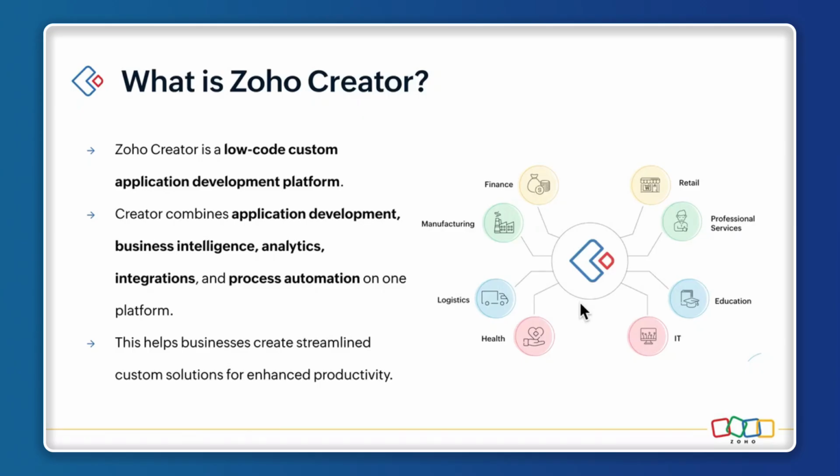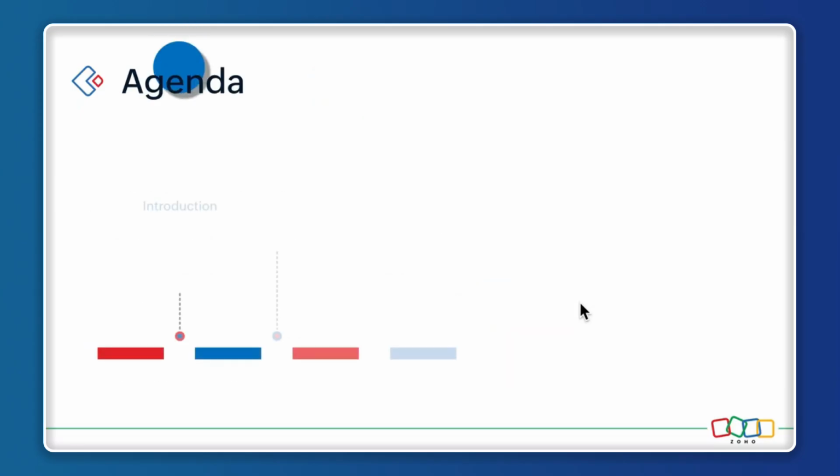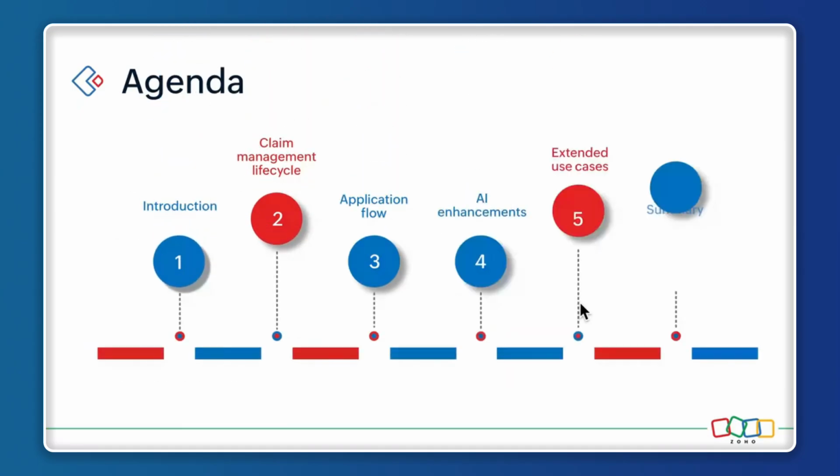Now let's go on to today's topic, that is insurance claim management. This is the agenda with which I'll be taking you through the session. First we will talk about the introduction, and the claim management lifecycle. In this introduction, I'll give you an overview of the steps involved in insurance claim management, how it can be automated, and the benefits of automating it.